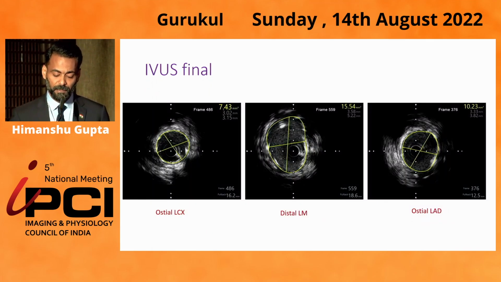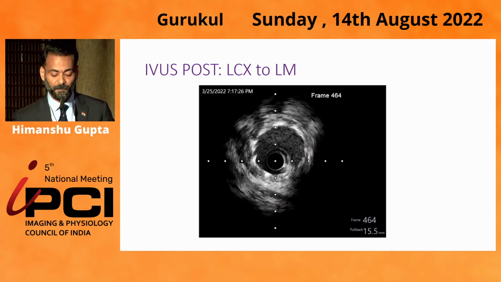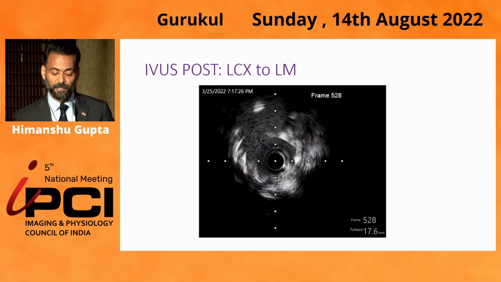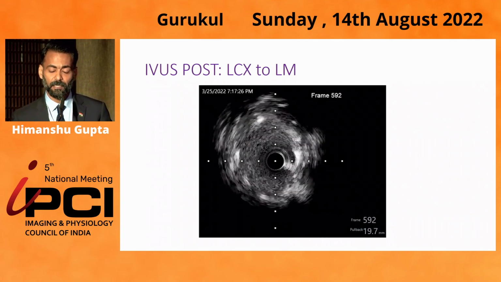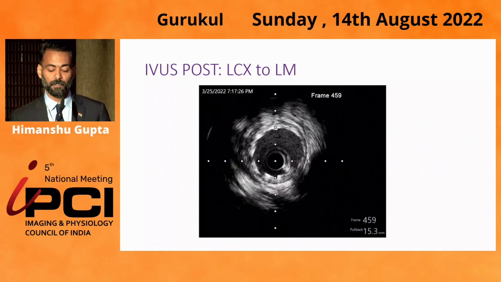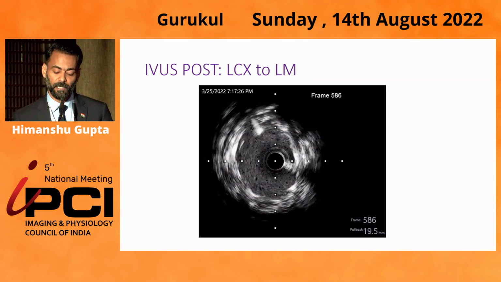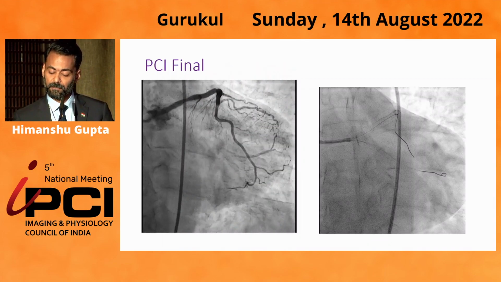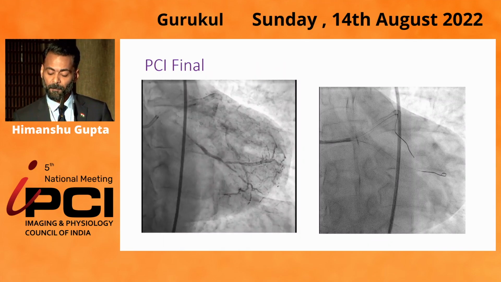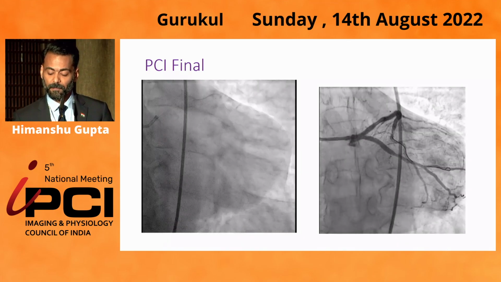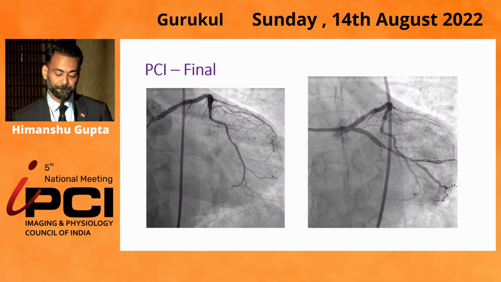We get an appropriate result at the ostium of the circumflex. We get an area of about 7.43 with good distal left main and ostial LAD. And this is the run from the circumflex to LM, and you see a very short neocarina, which is always there in a culotte also. So neocarina is just not seen in a TAP. So we see a very small neocarina in the circumflex at the carina, and we get an acceptable result in the circumflex.